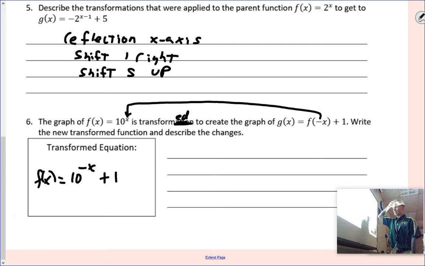So now we can just say, okay, what's going on? Well, my base is 10. That doesn't do anything. That just tells me what my base is. My negative x says it's reflected over the x-axis. Or the y-axis, I should say. Reflected over the y-axis. And then the plus 1 is just shifting up 1.